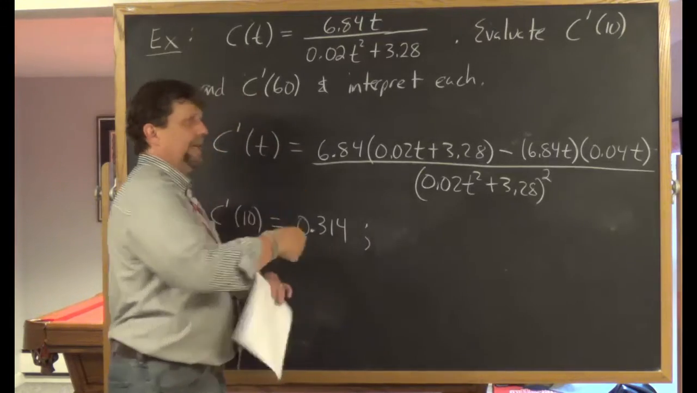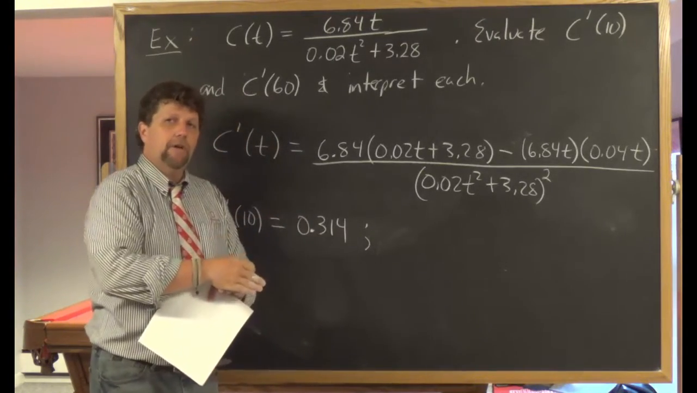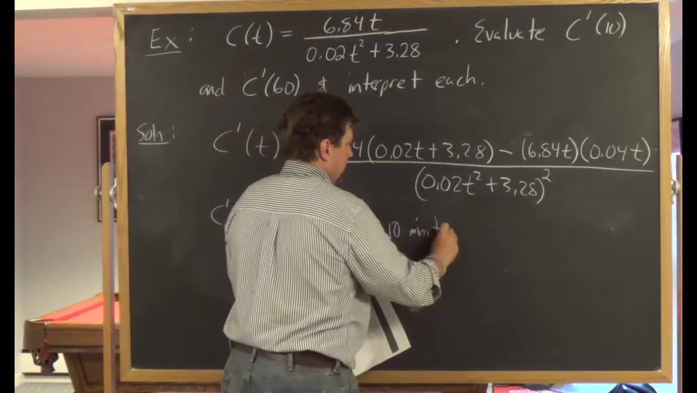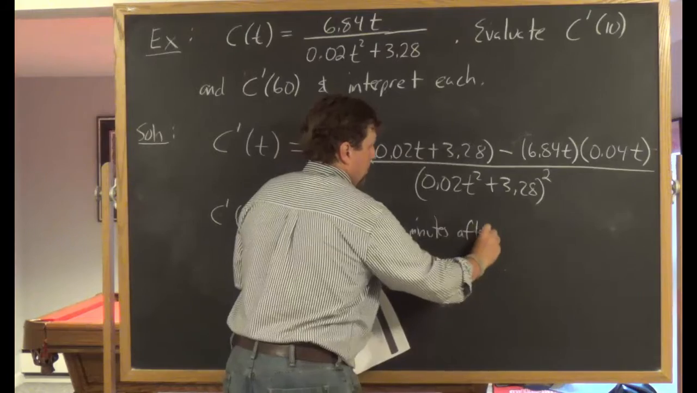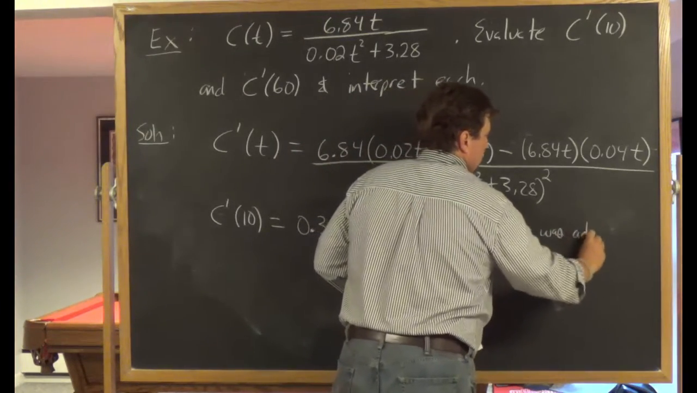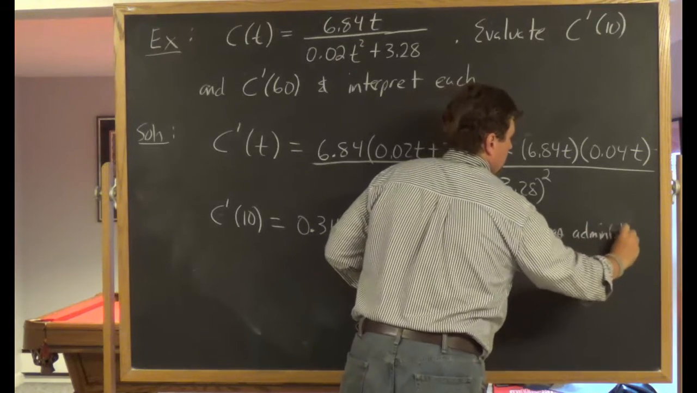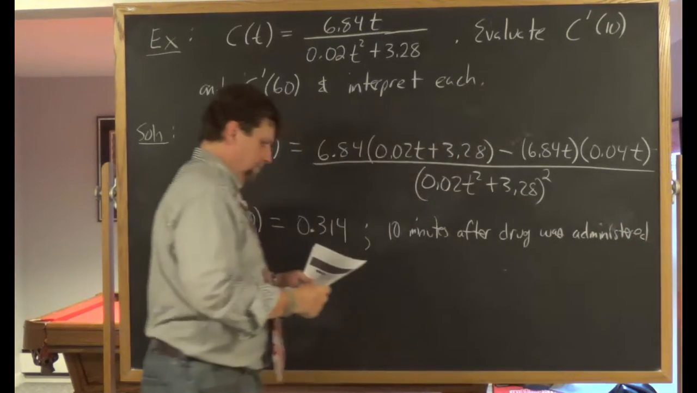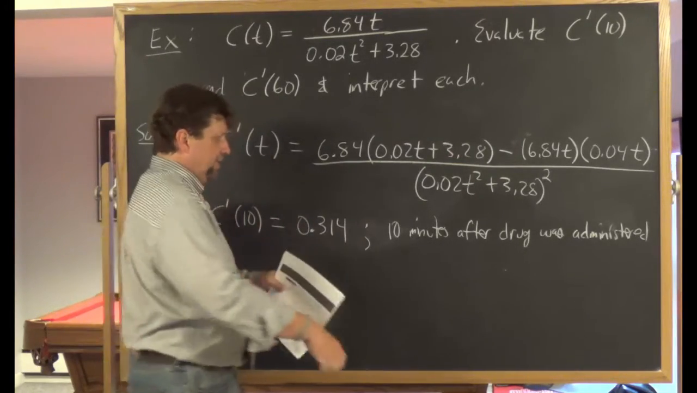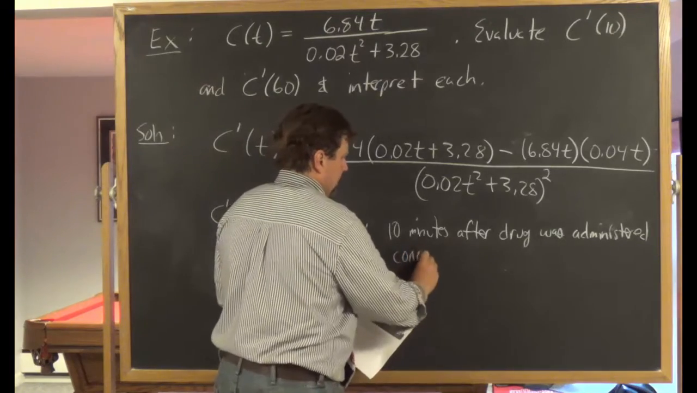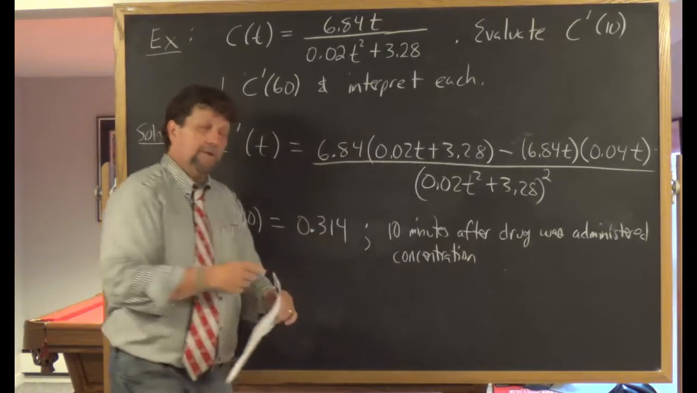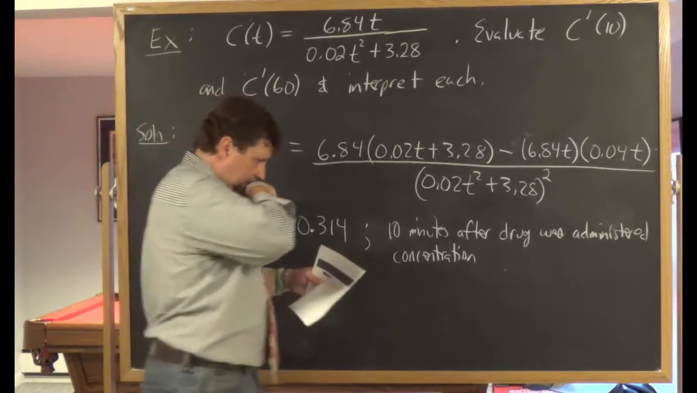So what does this mean? Well, t is 10. That means 10 minutes after the drug was administered. So we write that down: 10 minutes after the drug was administered. Okay, C was the concentration. So the concentration, now it's a positive number, folks, positive number, so that means it was increasing.